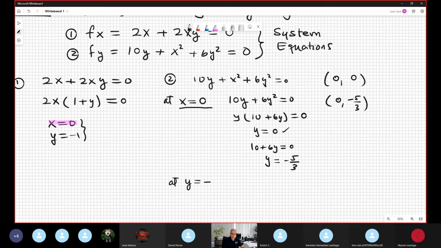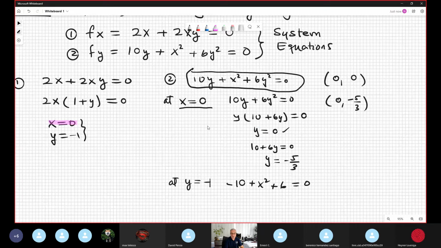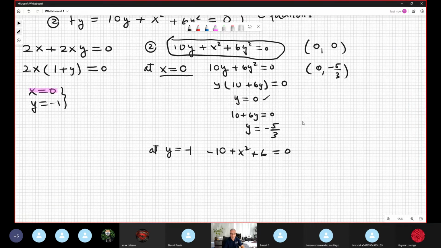Let me try now y equal -1, plugging this -1 into the second equation again. And the second equation, remember, is this. So, I suppose in my mind that y is -1. Then -10 plus x squared plus (-1) squared is 1, times 6, right? Equals 0. Therefore, wow, we have one equation that contains only one variable.